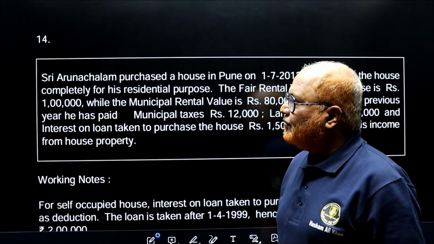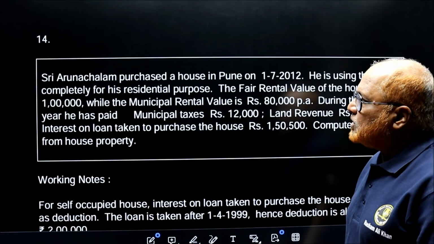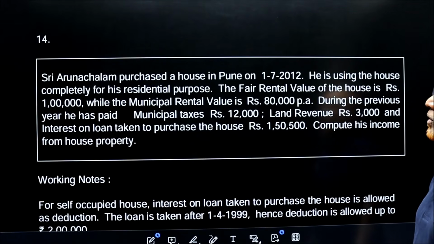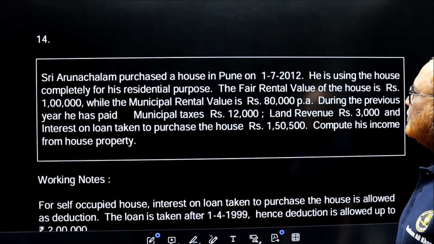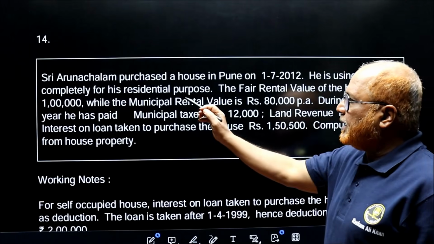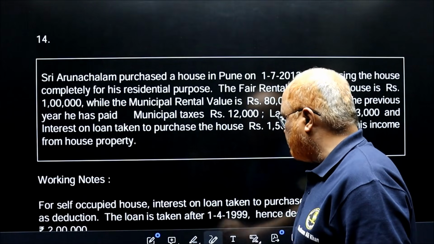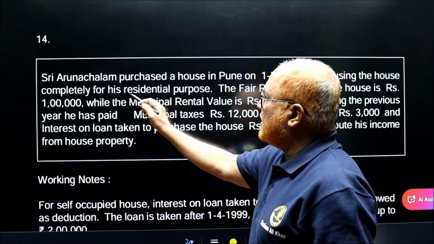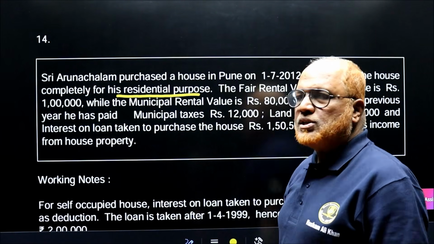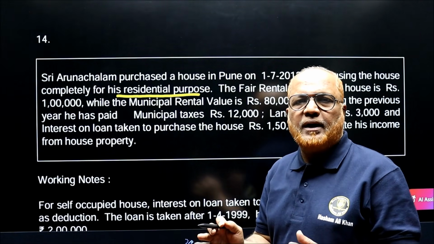Now I am starting the 14th problem. Sri Arunachalam purchased a house in Pune on 1st July 2012. He is using the house completely for his residential purpose. That means, this point is very important, the house is used for residential purpose, self-occupied house.